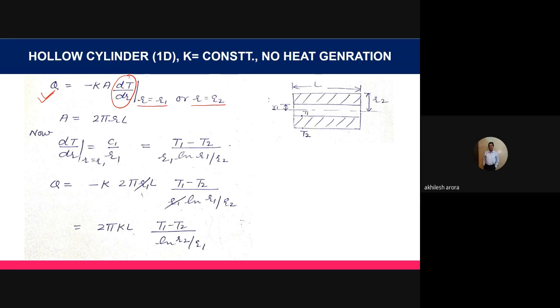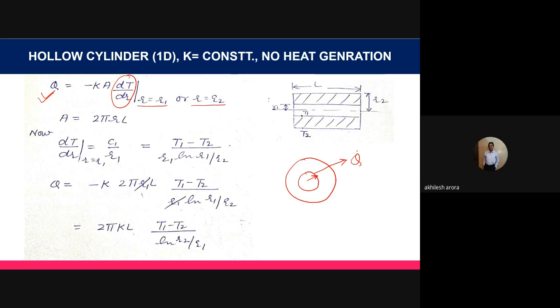And the reason is quite simple: if we are considering the radial heat transfer, whatever heat will be transferred from the radius r1, the same amount of heat will be going out at the radius r2 also. So dT by dr can be calculated either at radius r1 or radius r2.